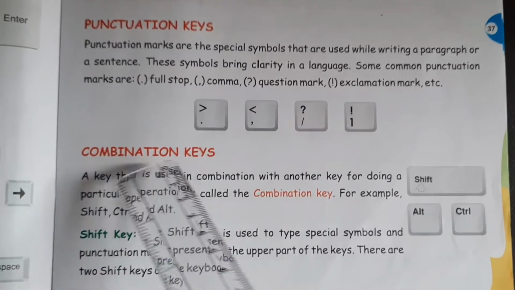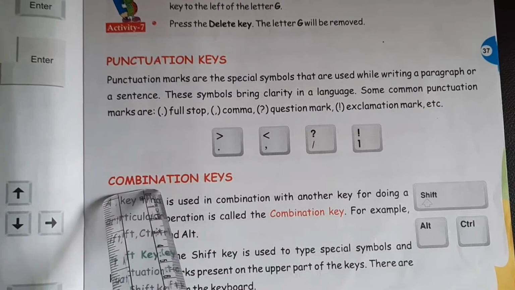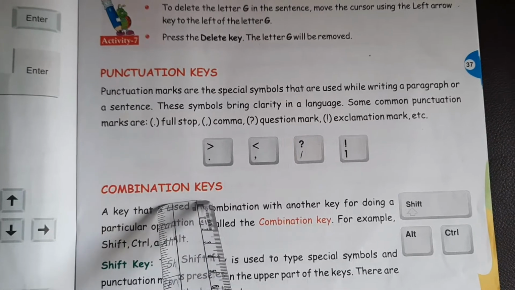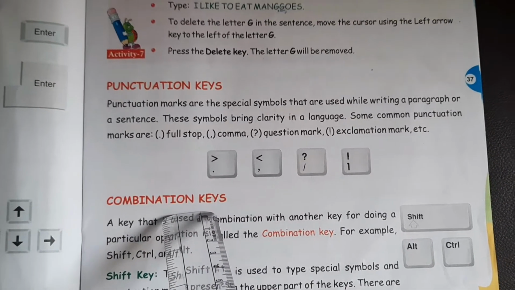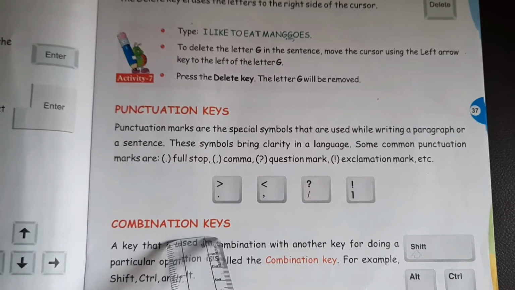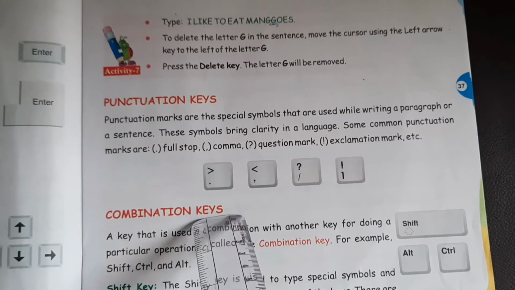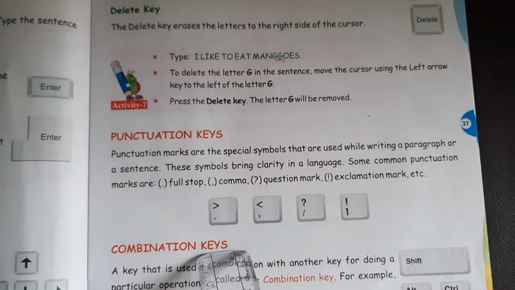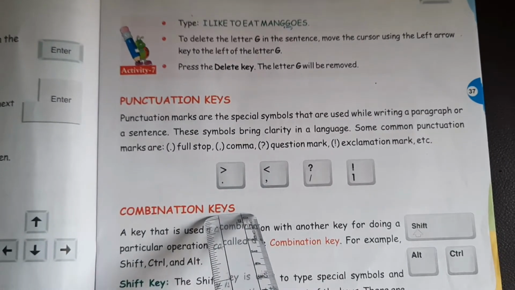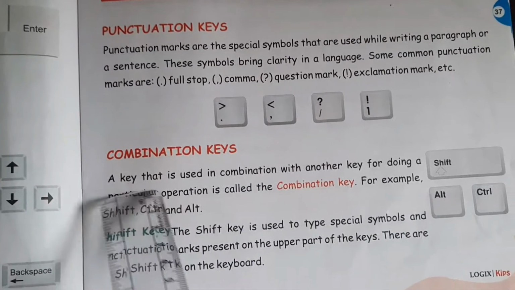Now let's learn about the combination keys. As the name tells you, it is a combination. And how do we make a combination? When we add more than one thing together, 2 or 3 things together, we make a combination. So as the name tells you, combination keys, that means more than one key is used at the same time to perform some functions. Now let's read about the combination keys.